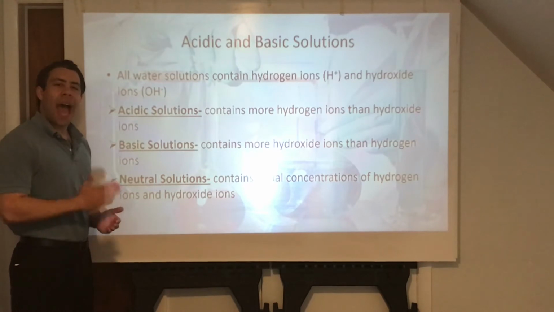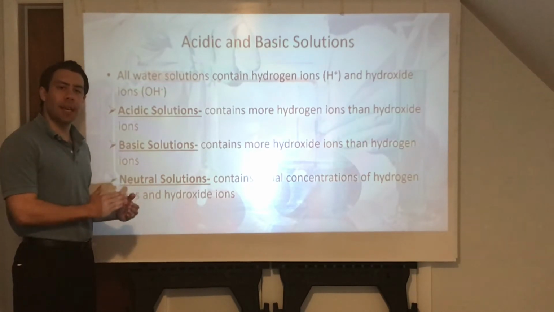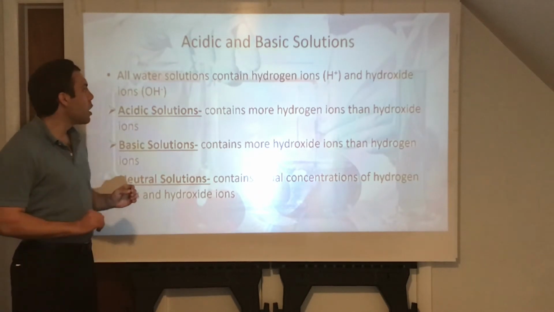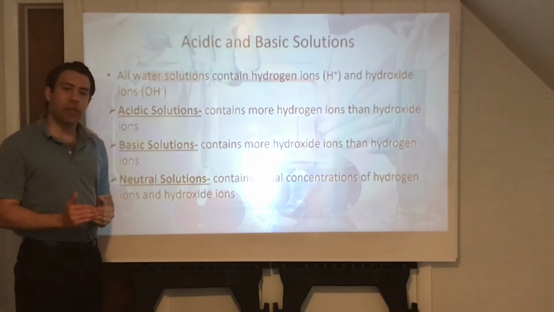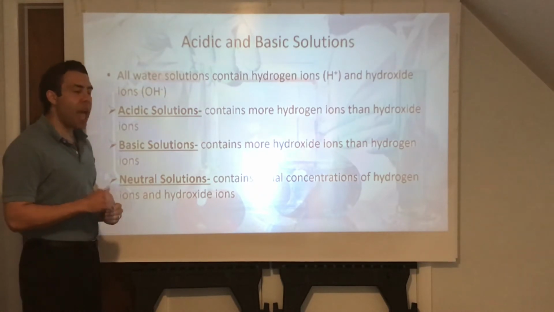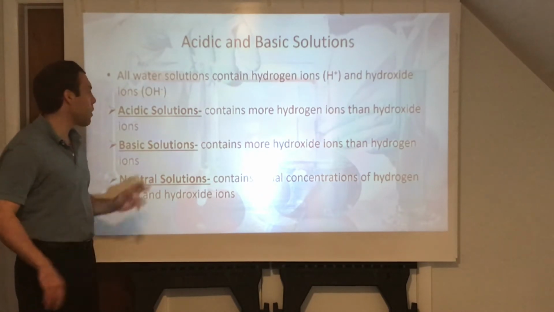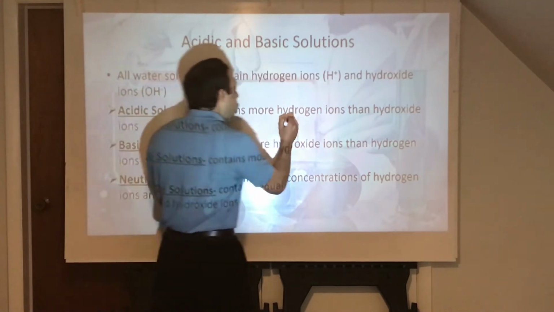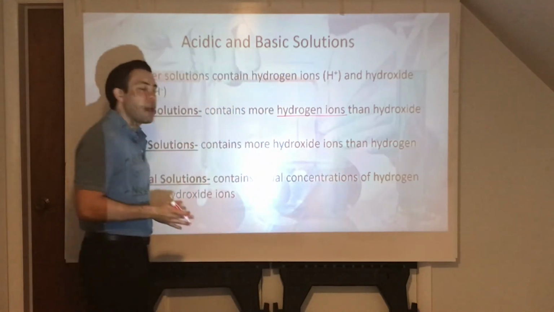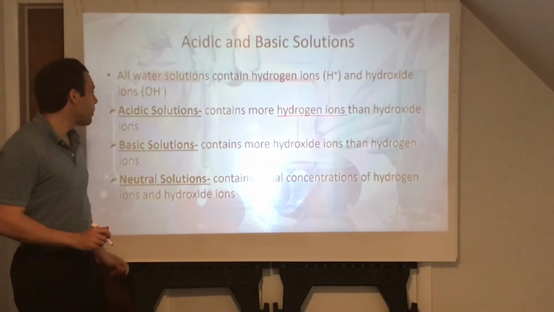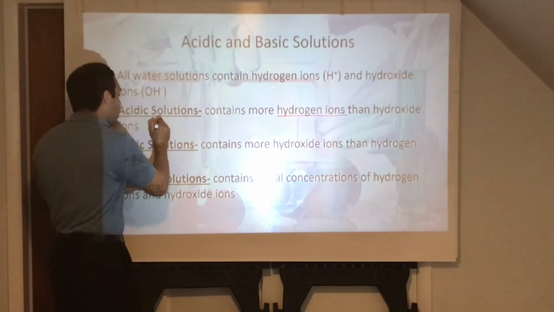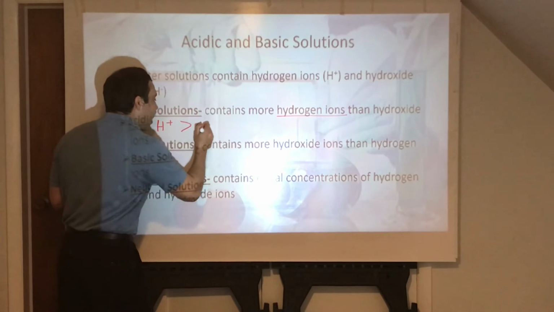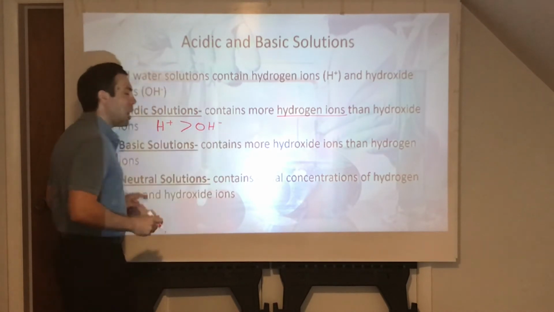Now let's talk about how solutions become either acidic or basic. Remember, water, which is H2O, will contain both hydrogen, H+ ions, and hydroxide, OH- ions. An acidic solution is going to contain more hydrogen ions than hydroxide ions. So for acidic solutions, the concentration of H+ ions will be greater than the concentration of OH- ions.